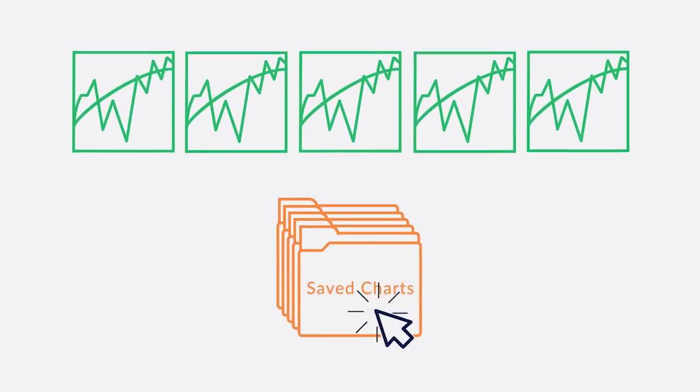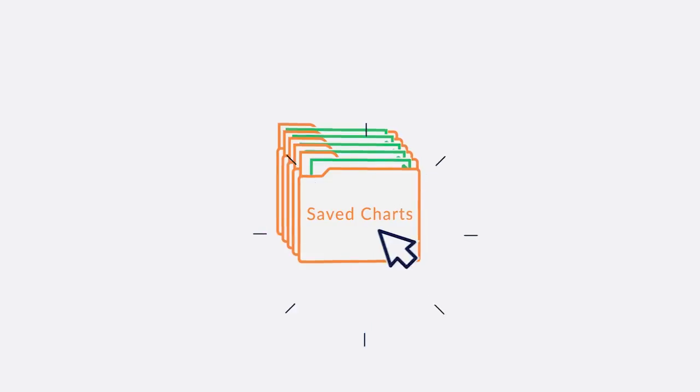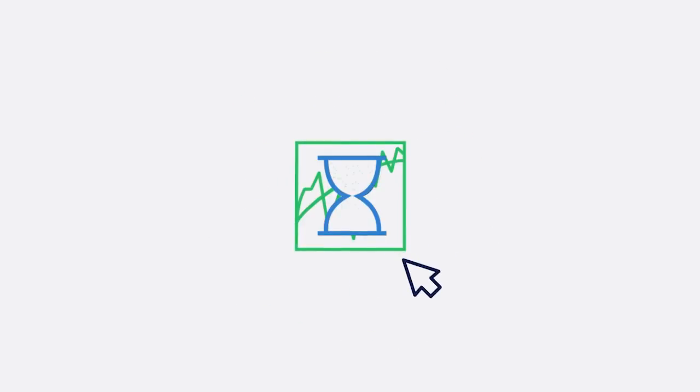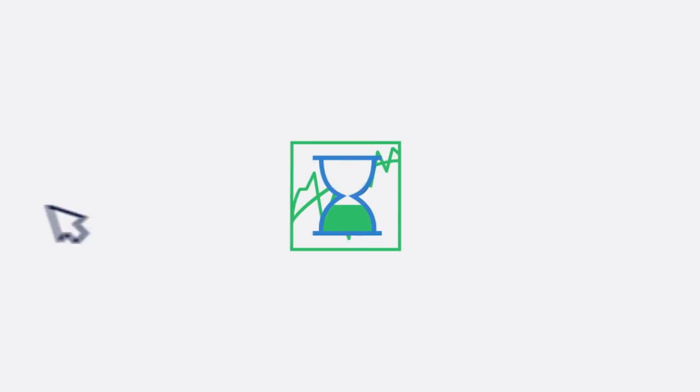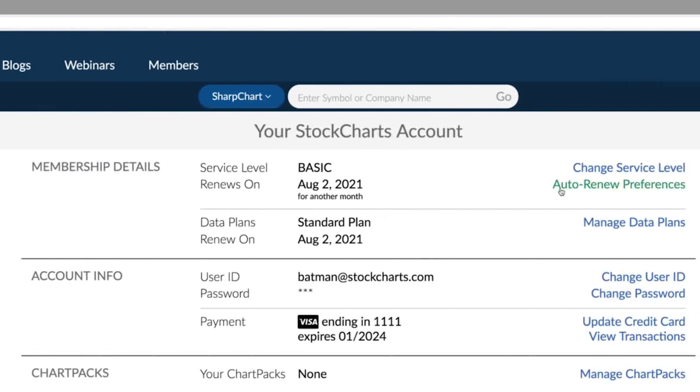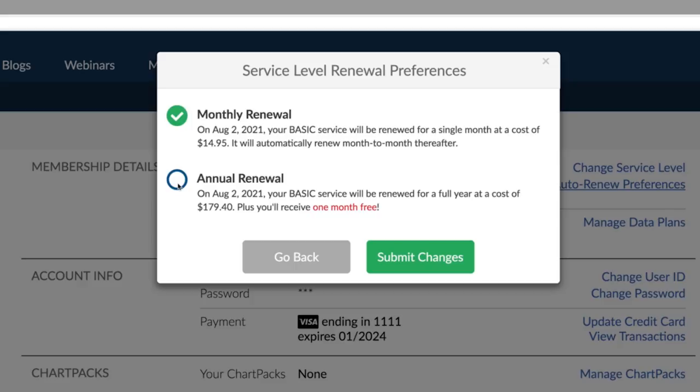At only $39.95 per month, Pro includes even more storage for your saved charts, custom scans and alerts, as well as faster auto refresh, historical data, and much more. For all service levels, you can choose to subscribe on either a monthly or an annual basis.